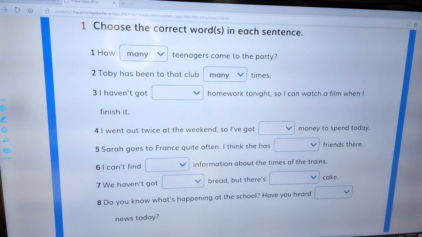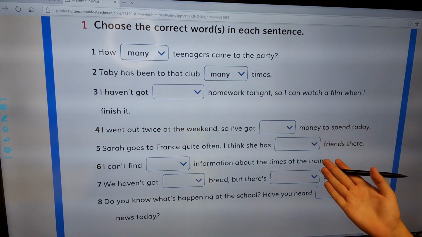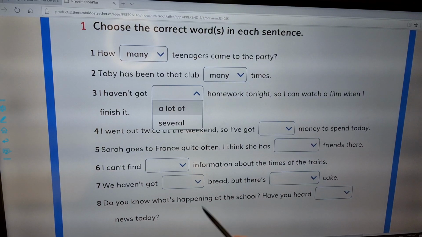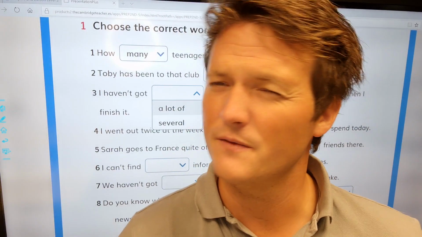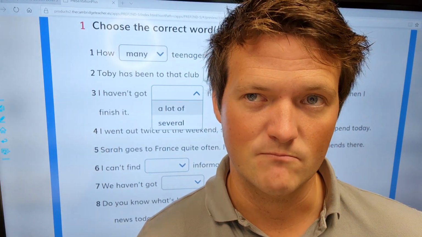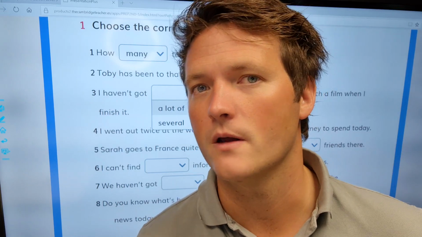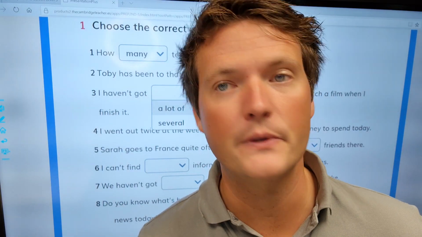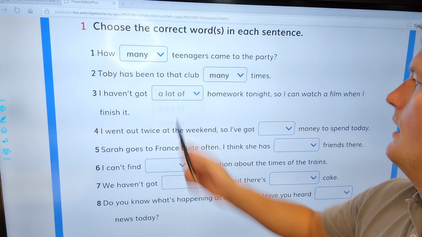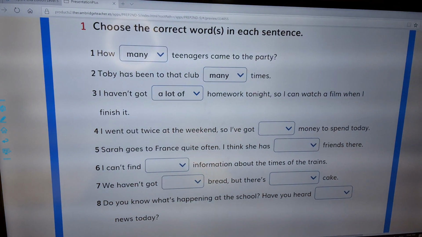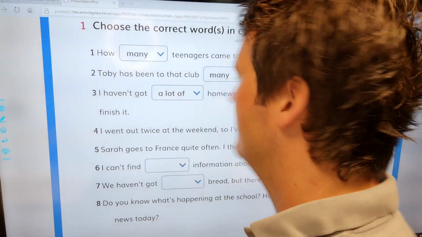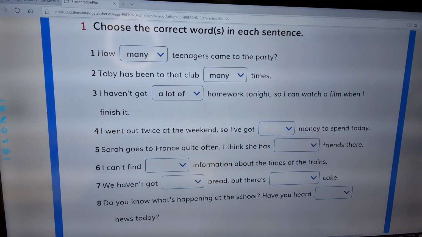All right, number 3. I haven't got homework tonight. I haven't got a lot of homework tonight. Several? First of all, we would only see several in a positive sentence, really, and it would be to describe something plural. Several people, several friends, several events. So no, I haven't got a lot of homework tonight, so I can watch a film when I finish it. Brilliant, excellent.